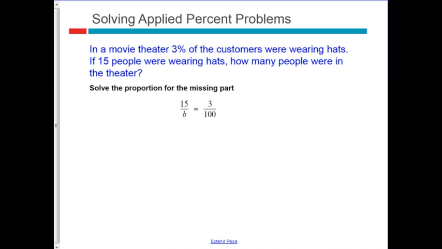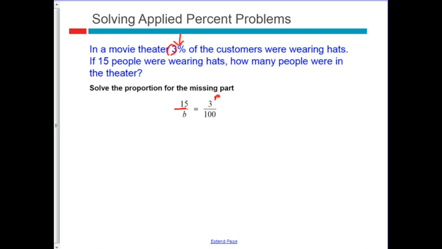So for this problem, I've chosen 15 to be the amount. It's the amount of people that are wearing hats. That goes with the 3%. The easiest number to pick out is the 3. That's the P because it's the number with the percent that goes with it. So there's my P right there.